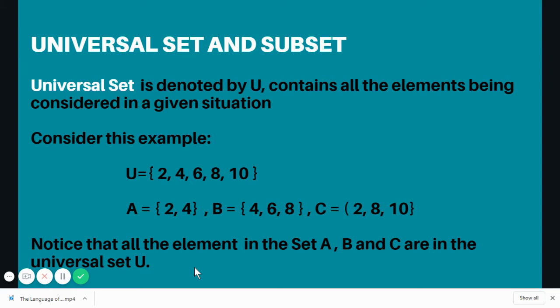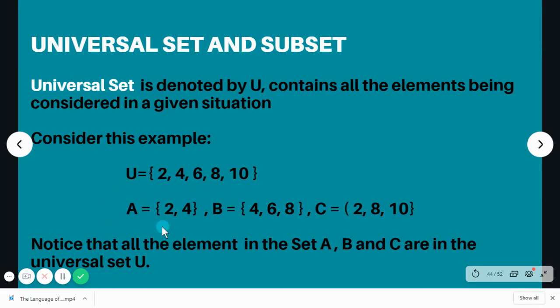Now, let's go on to the universal set and subset. So, universal set is denoted by big letter U, contains all the elements being considered in a given situation. So, when we say universal set, ito yung lahat ng elements sa isang situation. Ito yung kabuuan na set or kabuuan ng mga elements na kinoconsider natin sa isang sitwasyon. So, consider this example. So, this is our universal set because it is denoted by this symbol.